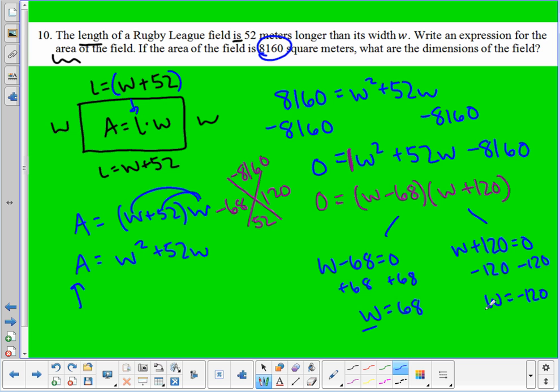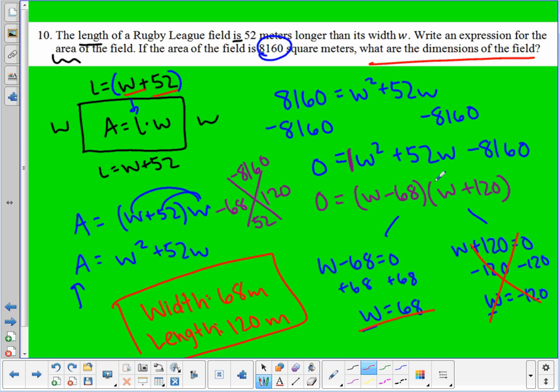So now these are our widths. And we need to ask ourselves which one makes sense for a width. Well, I can't have a negative length for something, a negative distance. That's not possible. So I know that this one cannot be my width, which means that 68 has to be my width. So if my width is 68 meters, that means my length is 68 plus 52, which is the positive 120 meters. So those are my two dimensions for the field. What are the dimensions of the field? There they are.